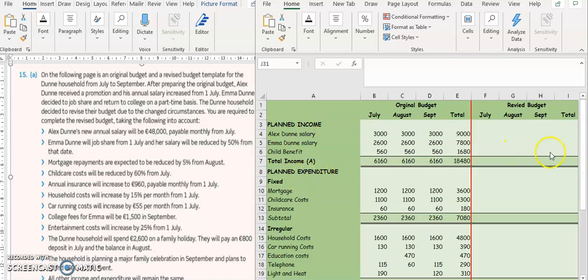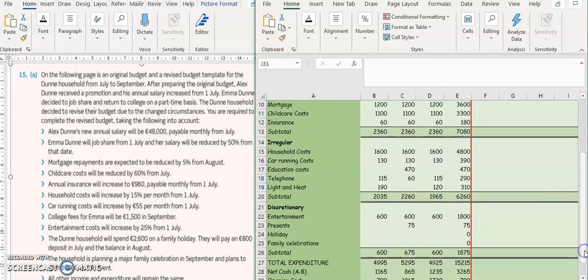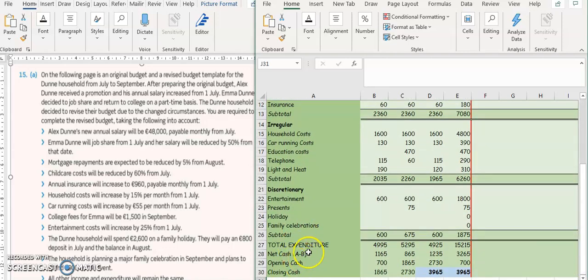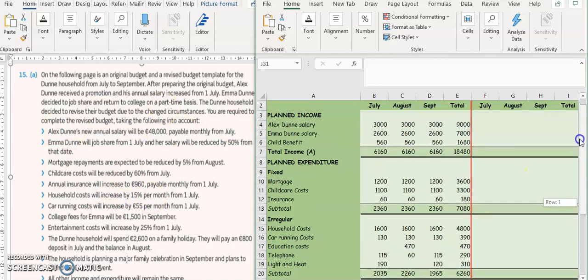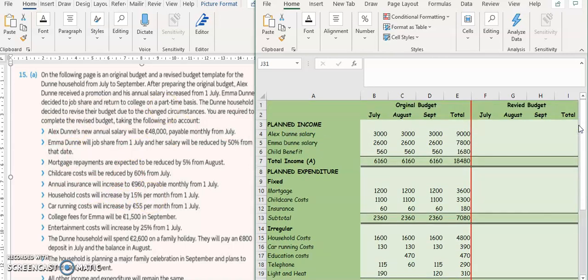So in our original budget, just like we've had in our previous budget, we'll have planned income, we'll have our planned expenditure made up of fixed, irregular, and discretionary. And then we'll have our total expenditure, net cash, opening cash, and closing cash. And we're going to be given little scenarios in the question itself on whether the expense or income is going to change or not. So we take, for example, in the original budget, Alex Dunn's salary is 3,000, so he's going to earn 3,000 per month.